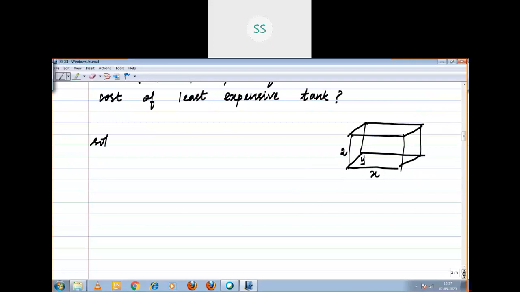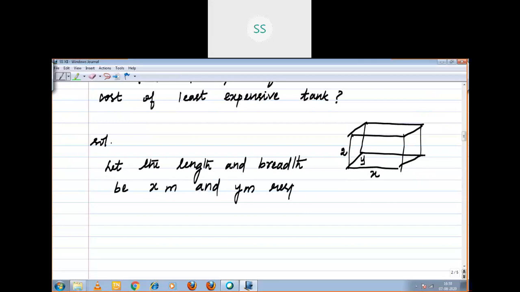Solution. Height alone is given. They mentioned it as a rectangular tank. That means it is a cuboid, right? You should understand the question and then you should proceed. Let the length and breadth be x and y, x meter and y meter respectively, because the volume is given as meter cube. Units are given in terms of meter. So we are considering length is x meter and breadth is y meter.